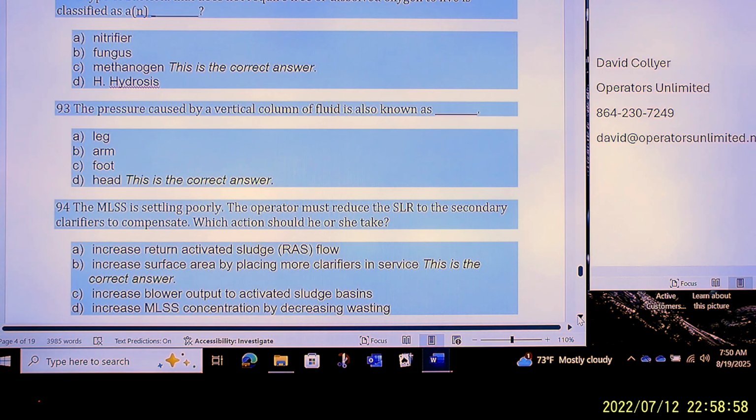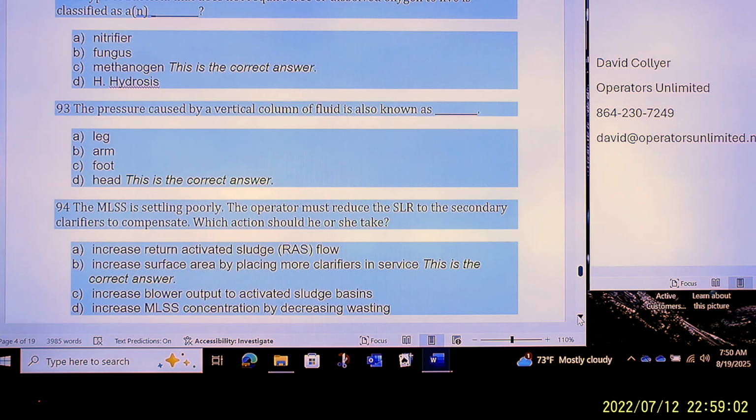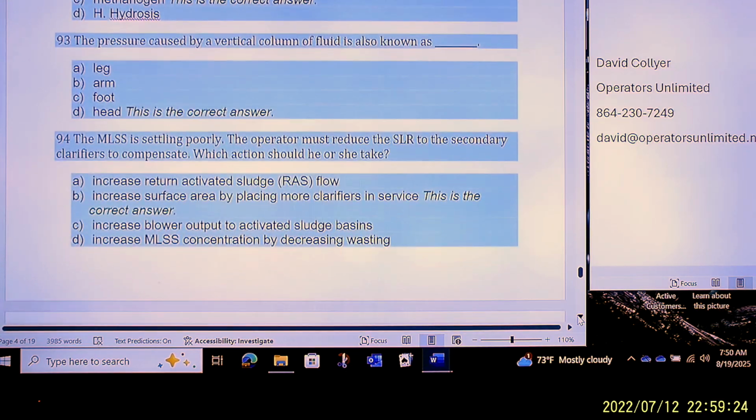92. A type of bacteria that does not require free or dissolved oxygen to live is classified as A, nitrifier, B, fungus, C, methanogen, or D, hydrolysis. The answer to 92 is C, methanogen.